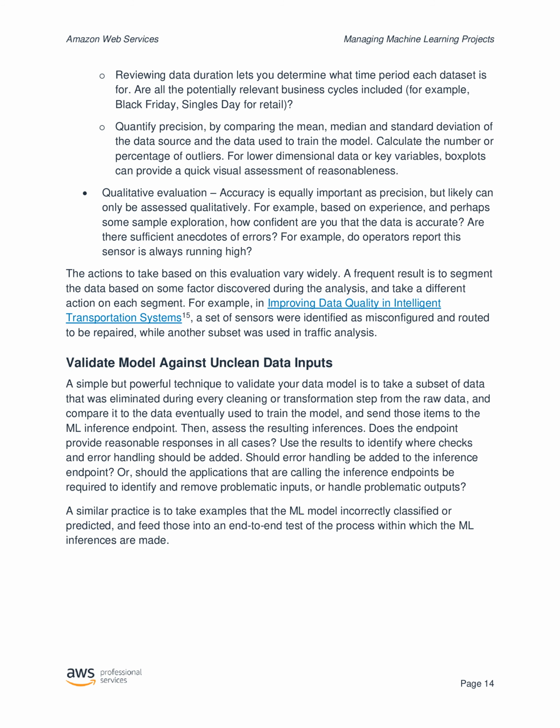Are there sufficient anecdotes of errors? For example, do operators report this sensor is always running high? The actions to take based on this evaluation vary widely. A frequent result is to segment the data based on some factor discovered during the analysis, and take a different action on each segment. For example, in Improving Data Quality in Intelligent Transportation Systems 15, a set of sensors were identified as misconfigured and routed to be repaired, while another subset was used in traffic analysis.